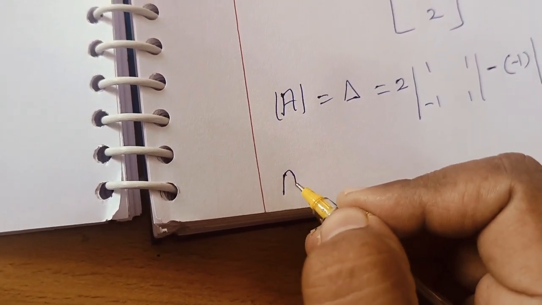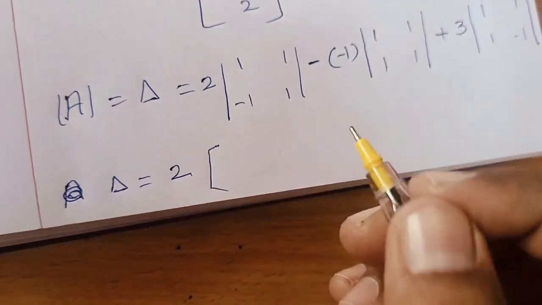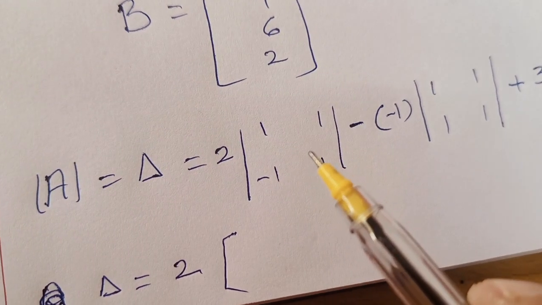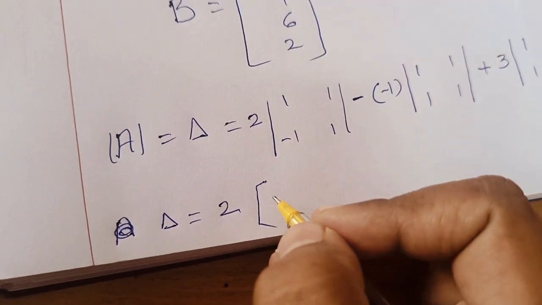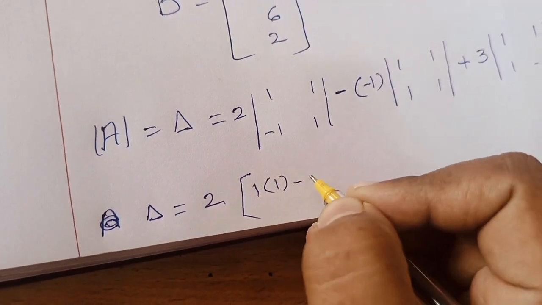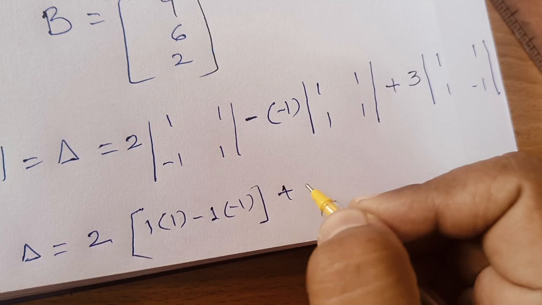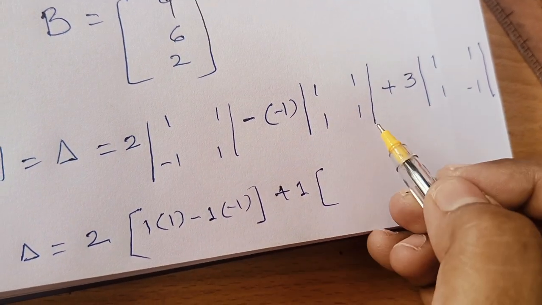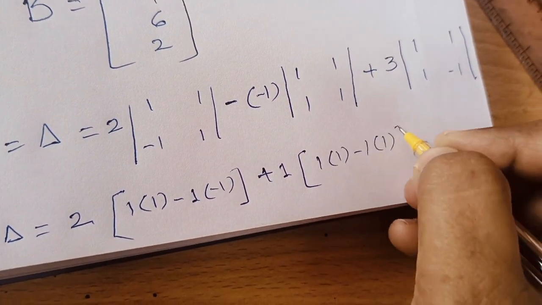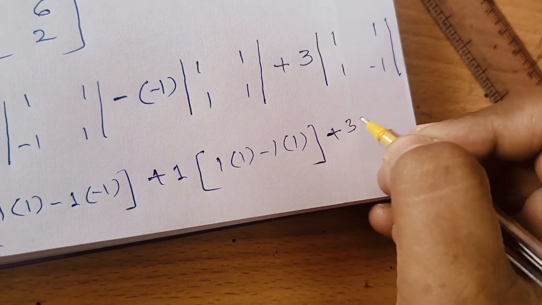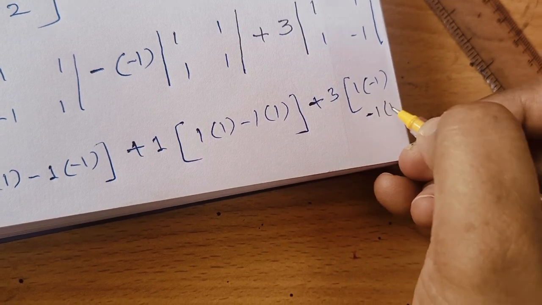Now delta is equal to 2, we will keep as it is. Here we will find the expansion of this determinant by using AD minus BC formula. So 1 into 1 minus 1 into minus 1. Here we have minus into minus plus 1. This becomes 1 into 1 minus 1 into 1. The last term is 3 into 1 into minus 1 minus 1 into 1.